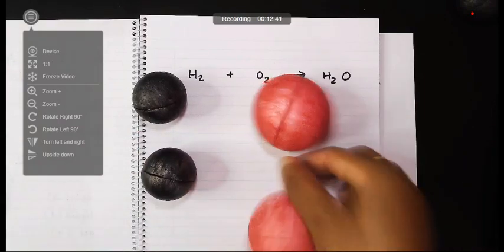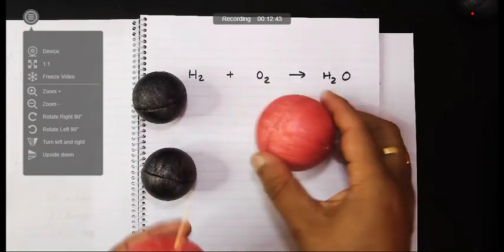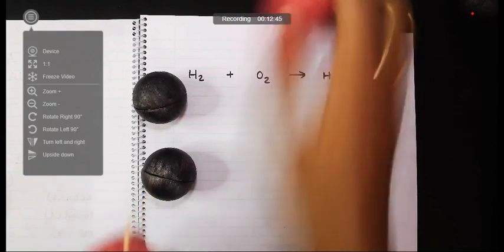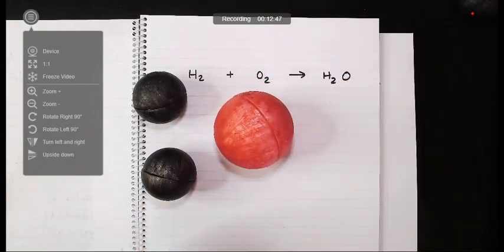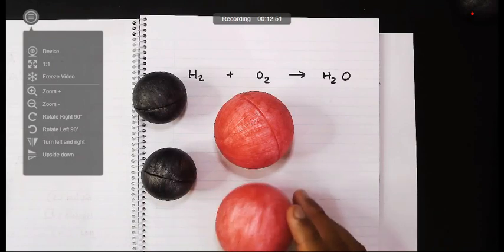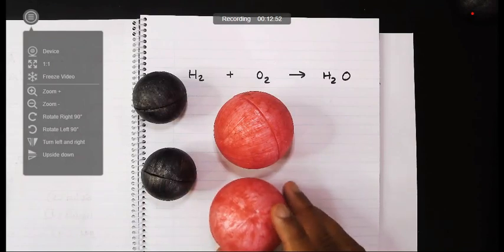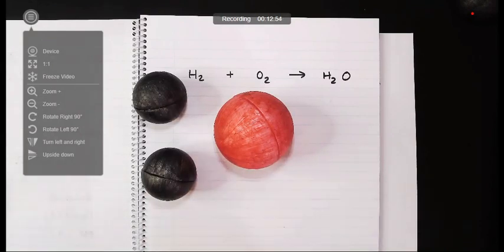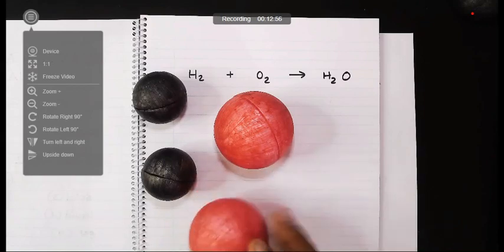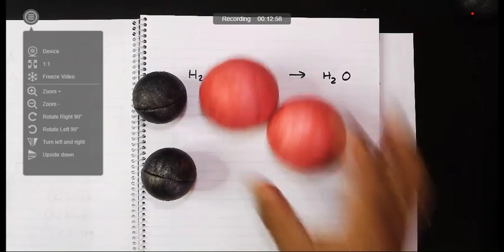Then this oxygen also. This is a covalent bond that bonds these two oxygen together. So these are the covalent bonds. So all the bonds are broken now. You see, they became individual atoms.